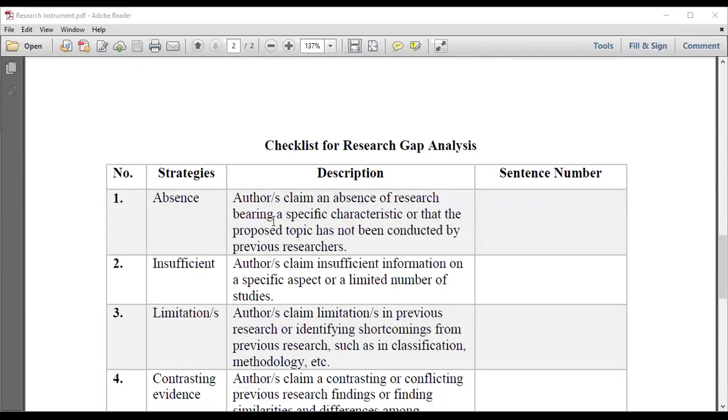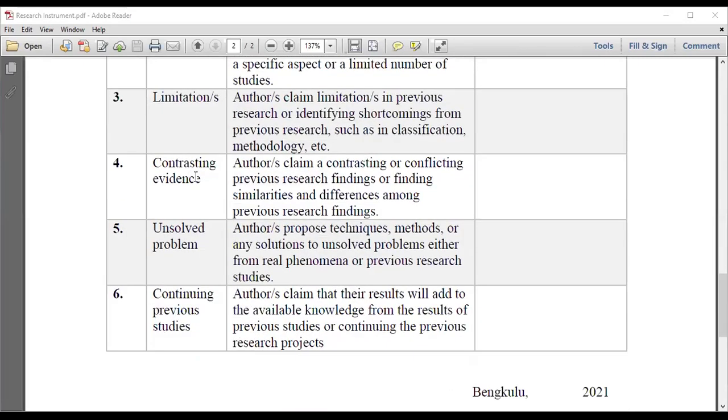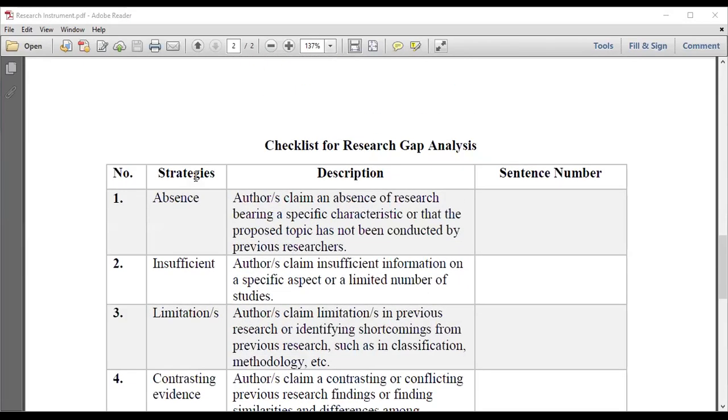This is called research gap analysis. This is also a possibility if the authors mention one of the 6 strategies in the abstract. Usually the authors mention this in the introduction, not in the abstract. But now I want to see if the authors also mention this in the abstract.